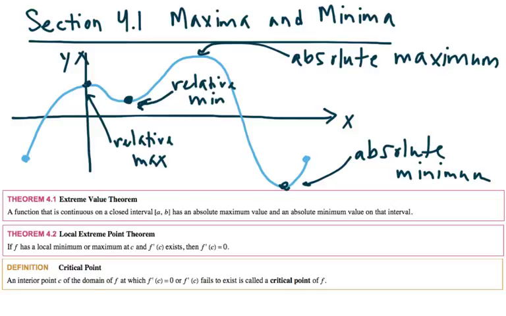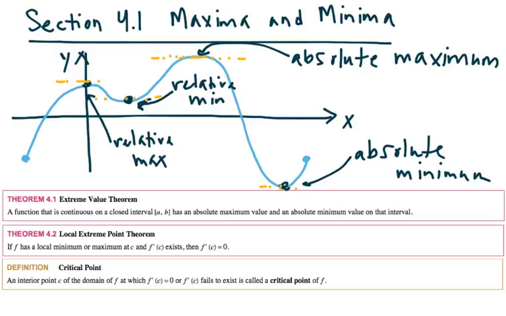Alright, so a key thing to note, whenever we have a max or min, well, not whenever, but in this example, the derivatives exist because we've got a smooth curve. Hopefully you can see that when we have a smooth curve, when the derivatives exist at each of these points, the slope is 0.